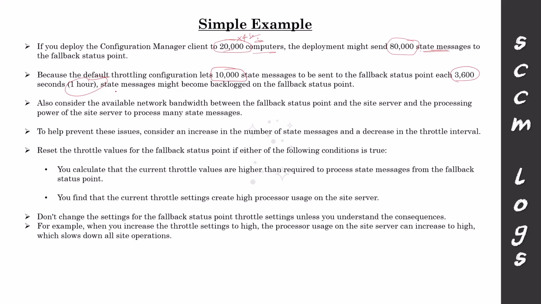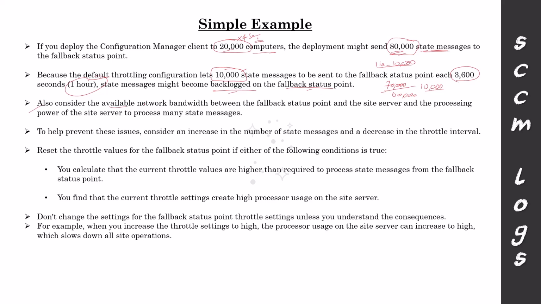So state messages might become a backlog on the FSP, obviously. You are sending the 80,000 state messages to the FSP and then to the site system, and you have configured by default 10,000 in an hour. So for 1 hour, it will process only 10,000 messages, and the remaining 70,000 state messages will be in the backlog, in the FSP staging folder. After 1 hour, it processes another 10,000, and the remaining 60,000 will be in the backlog. Like that, it will have some backlogging issues.